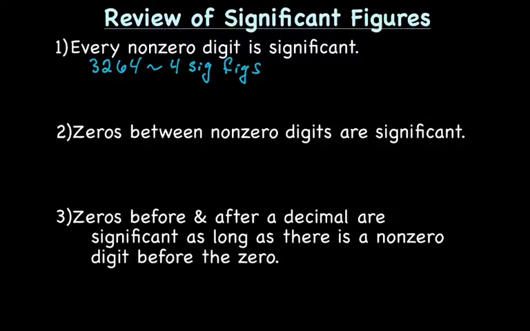Okay. If we had a number like 1.76, it doesn't matter that there's a decimal there. What matters is that they are all non-zero digits. They're all significant, so we have 3 Sig Figs.